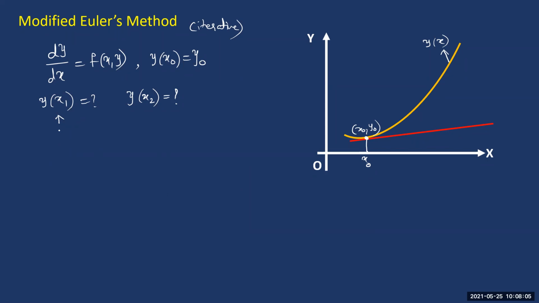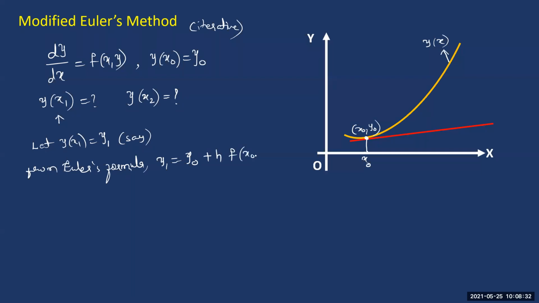If you recall the formula, for example, if I take this y at x1 as some y1, our interest is to calculate y1. So from Euler's formula, as we discussed yesterday, let us say y1 is equal to, I hope you remember this, y naught plus h into f of x naught, y naught. Right, so this is the value which you got from Euler's formula as we discussed yesterday. Now I'm taking this particular value as the initial approximation to y1, right?